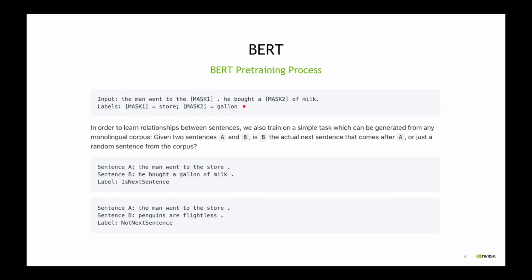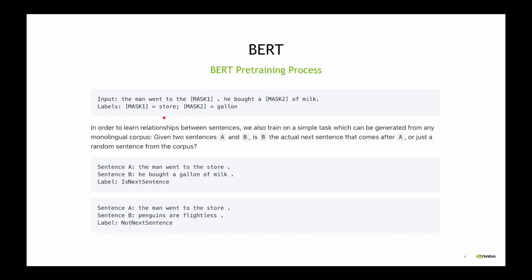What we actually do is delete a few words from the input sequence. For example, there's a word here that's missing and a word here that's missing. We use the missing word as the label, and then we train the model to be able to predict the label, which is the missing word.